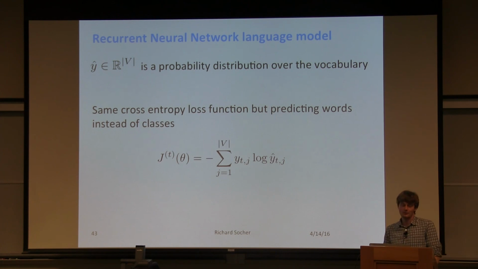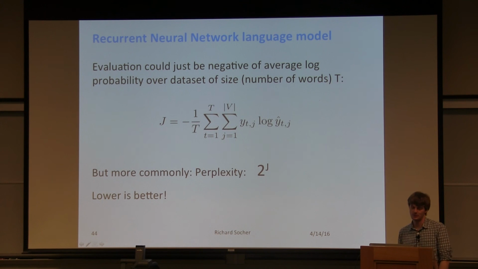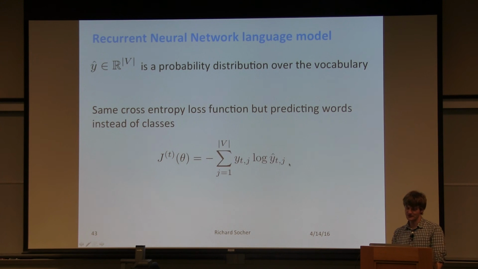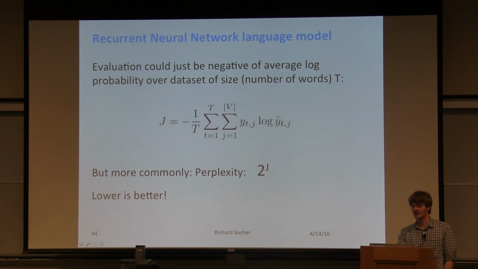Cool. So how do we train this? It turns out we use the exact same cross-entropy error that we used for classification, which is the negative of the average log probability over our data set. This is the predicted output from our softmax times the actual true word that will appear at the next time step. We sum this over our whole vocabulary, and then sum it over all possible time steps.